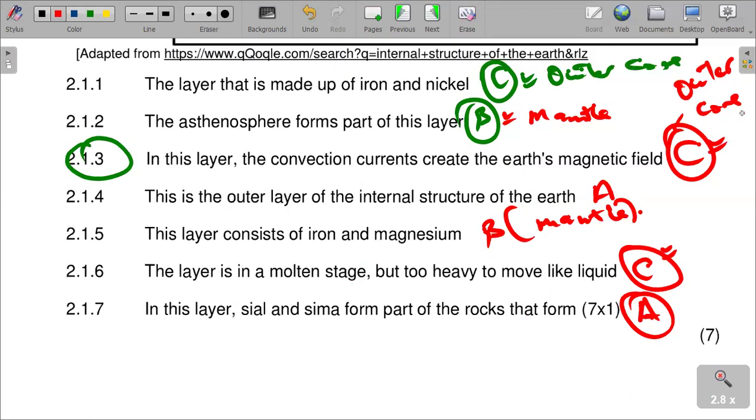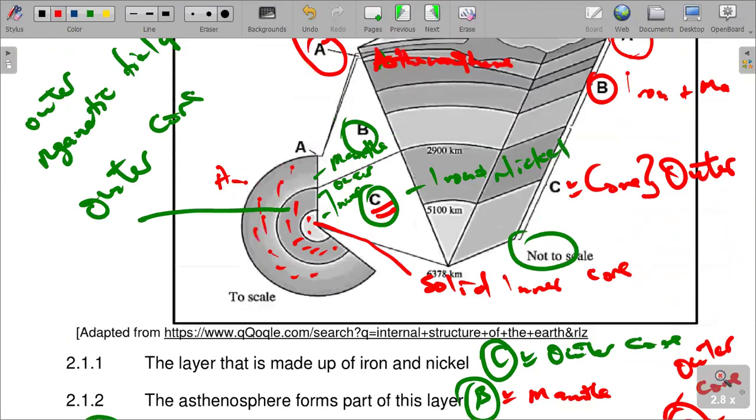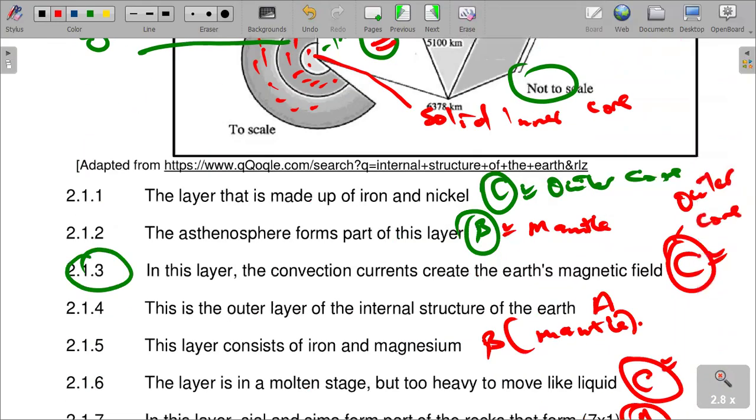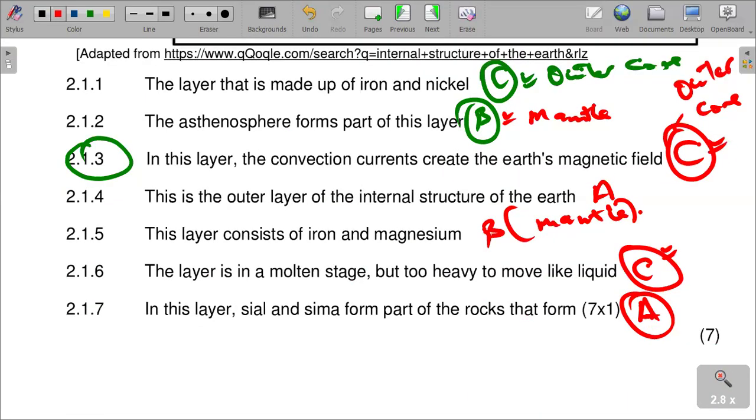And then this is the outer layer of the internal structure of the Earth. It is actually found on layer A. As you can see, A is forming the outer layer of the internal structure of the Earth, and this layer consists of iron and magnesium.